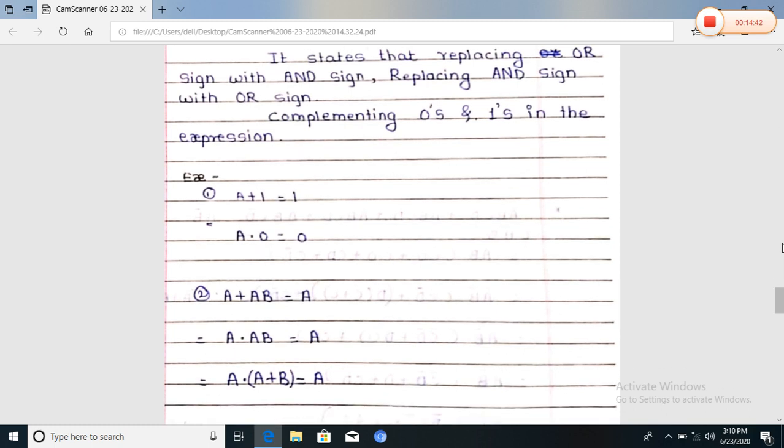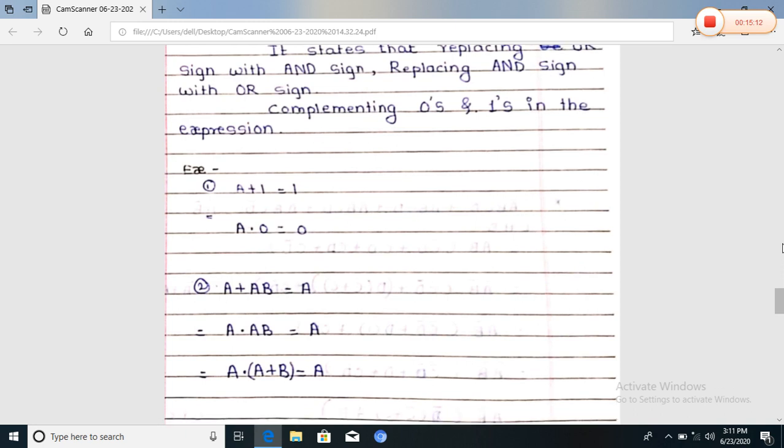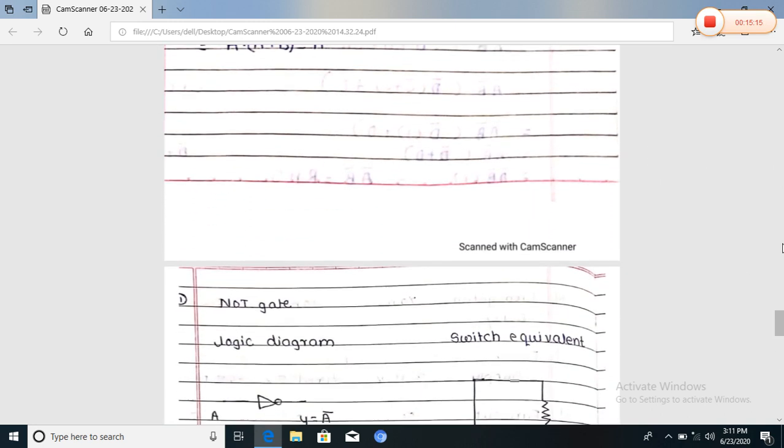Next expression also, A plus AB is equal to A. A plus means changing the OR sign to the AND sign. So A into, and another term is represented as AB. AB is the product. So the AND sign here is replaced with OR, so the total expression A into A plus B is equal to A. This is the duality theorem.